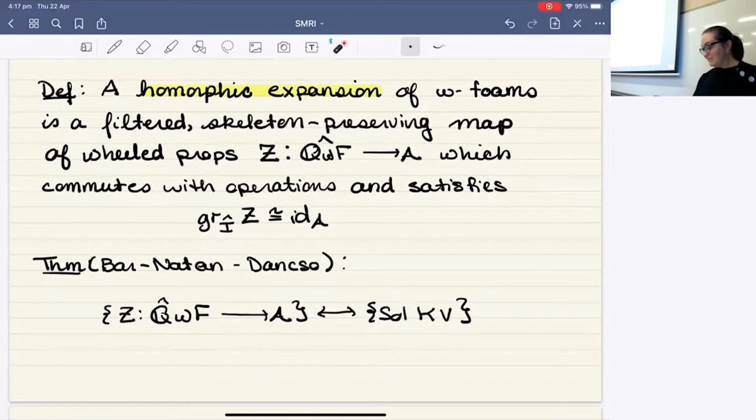These are, by necessity, this condition means that this is an isomorphism. Again, that's not super trivial to prove, but it's not unbelievably surprising either. Right? And the theorem now that we have from Bar-Natan and Dunkel in this language is that all of these homomorphic expansions, these isomorphisms of these algebraic objects, are solutions to the Kashiwara-Vergne equations.